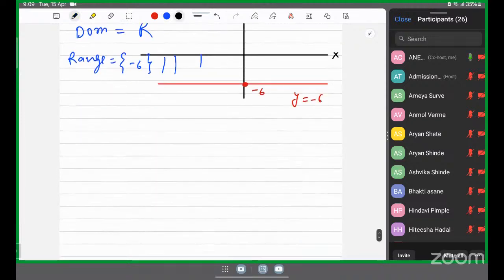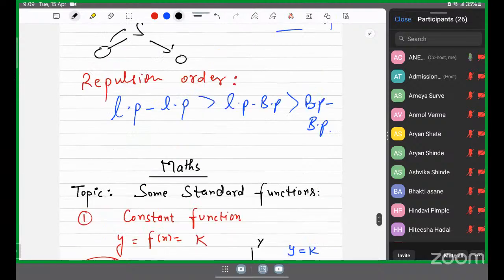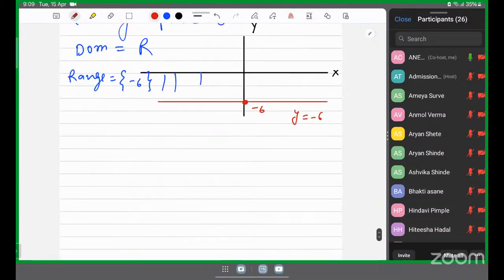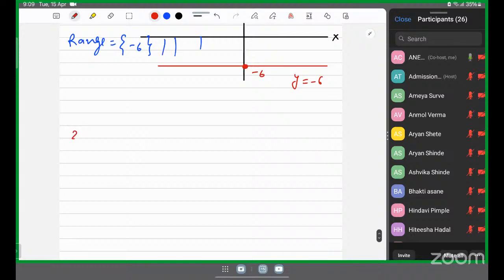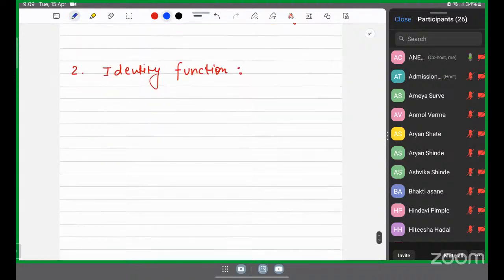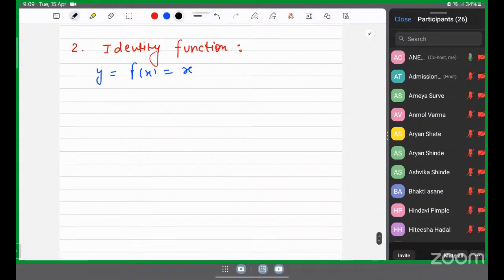This was the first function, that is constant. Now we have the second function, which is the identity function. The identity function is given by y equals f of x equals x. If we plot its graph, it will be like this.